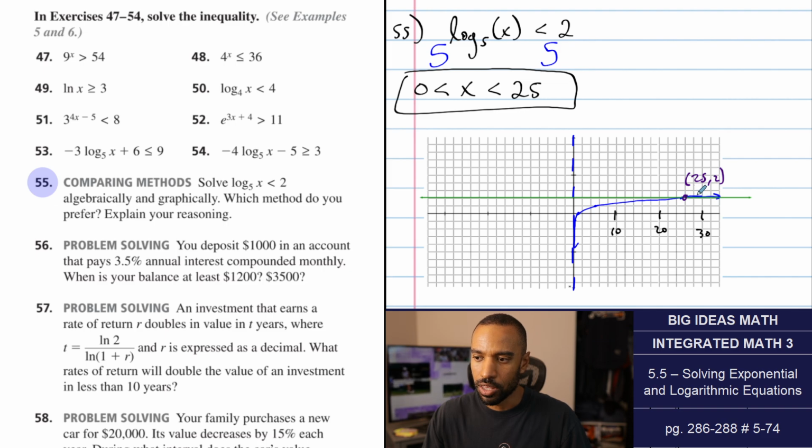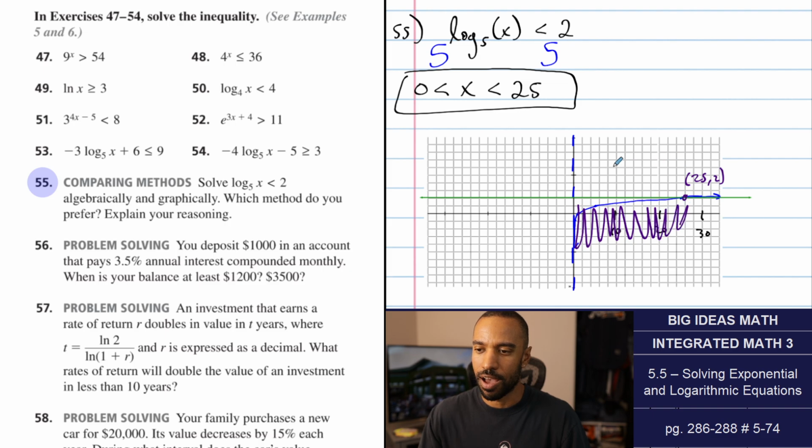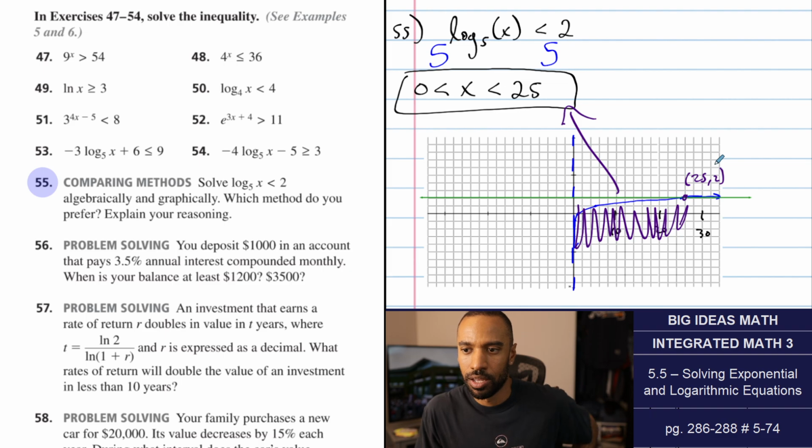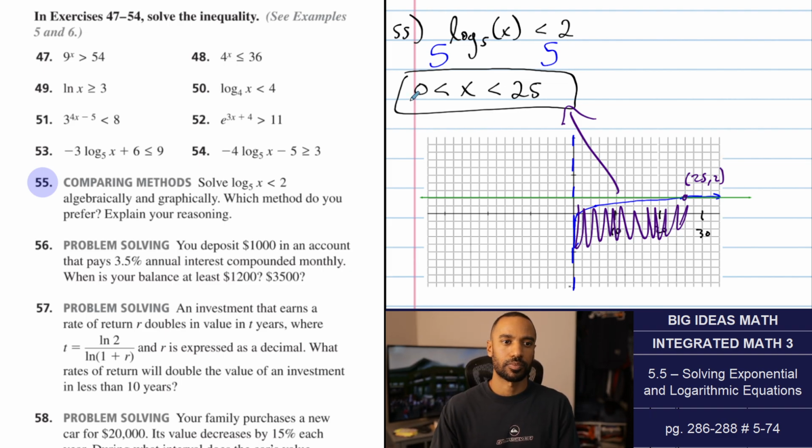When x is greater than 25, this blue is above the green, so that's when it's greater than. This is when it's less than here the entire time all the way through 0. Now it can't be 25, otherwise they're the same. It can't be 0 because it doesn't fit within the domain. So right here, anywhere between 0 and 25, it still works out. So the blue is under the green from 0 to 25 on x.